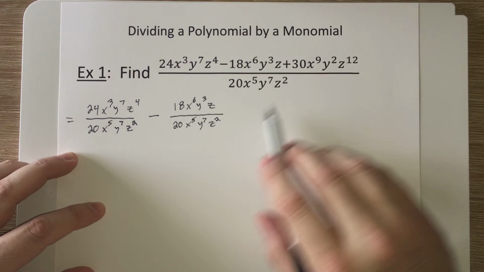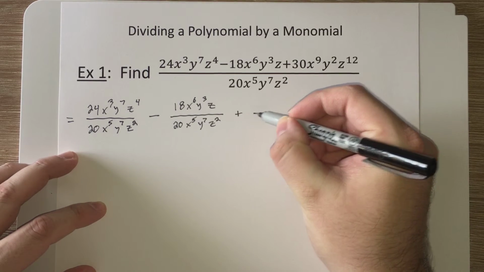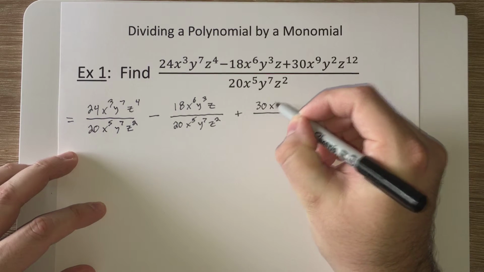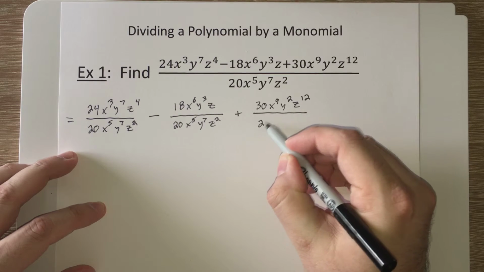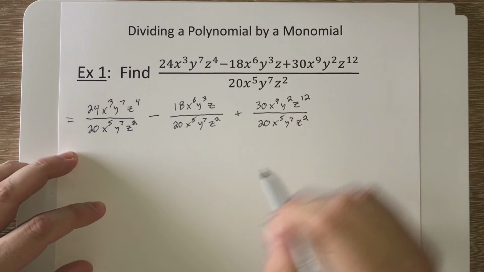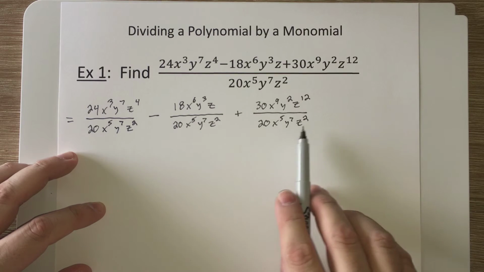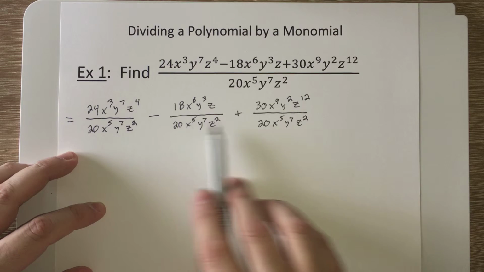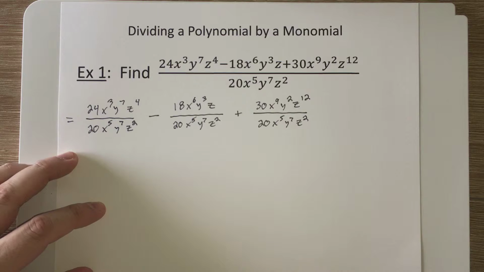Then what symbol am I going to put here? This plus sign up here. So I'll put the plus here, then one more fraction line. Now we'll put this monomial underneath that term. So we'll have 30 x to the 9, y squared, z to the 12 up here, and then we'll put this monomial, 20 x to the 5th, y to the 7, z squared, down here. So you put this monomial underneath each term. Since there are three terms on top, it creates three separate fractions. Notice this is the same monomial on the bottom of each one. And the symbols in between are the symbols that are in between up there. So this minus goes in between those two fractions, this plus goes in between those two fractions.